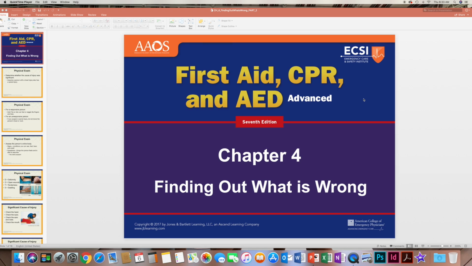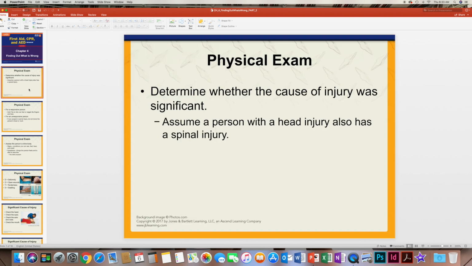We're finishing up chapter 4, finding out what is wrong, and we need to understand how to perform a physical exam. In the first part, we talked about assessing the scene, understanding what's needed. Now we have to understand, well, what do we do? How do we handle this? And how do we give a physical exam to determine whether or not the cause of injury is significant?